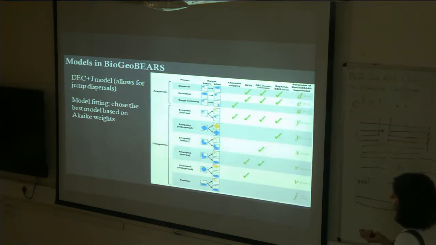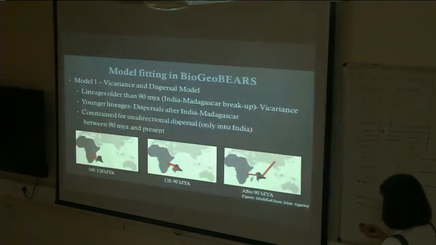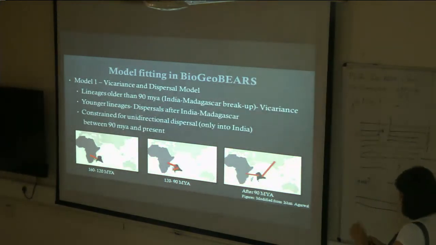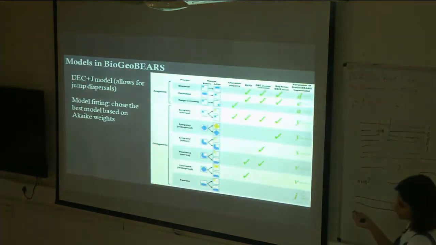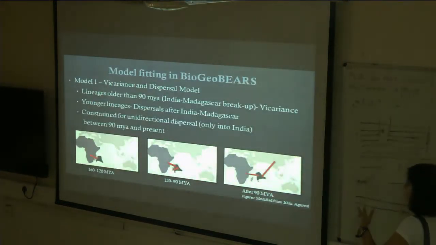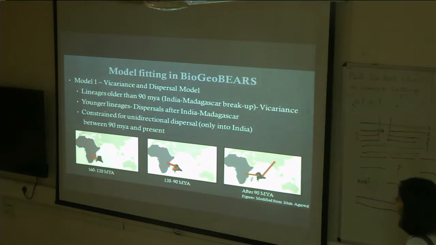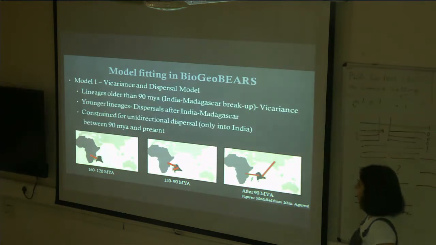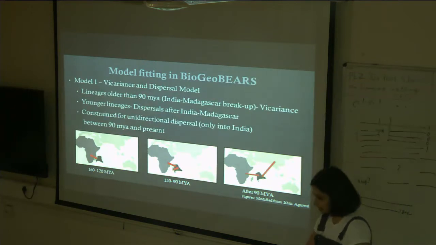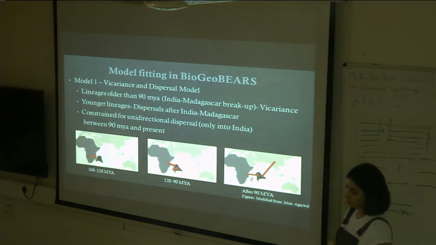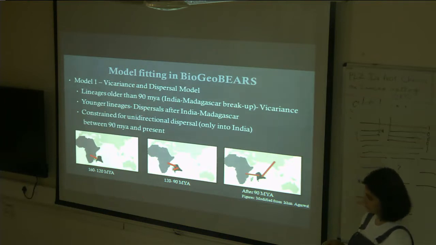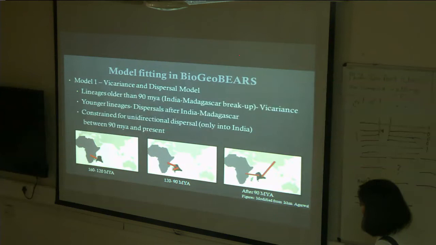And now I'll come to the model fitting part. By model fitting, I don't mean that I use these 3 models. I should call it something like hypothesis testing. But I came up with these 3 hypotheses. And one was the vicariance and dispersal model. In this, I wanted to test whether vicariance or dispersal or both played a role in the distribution of blind snakes right now.